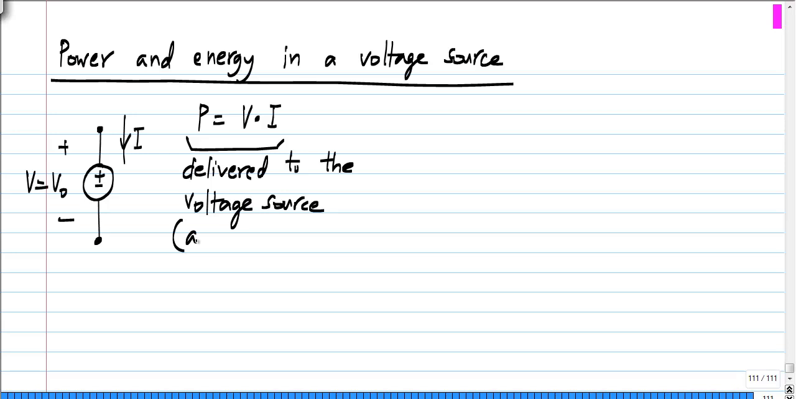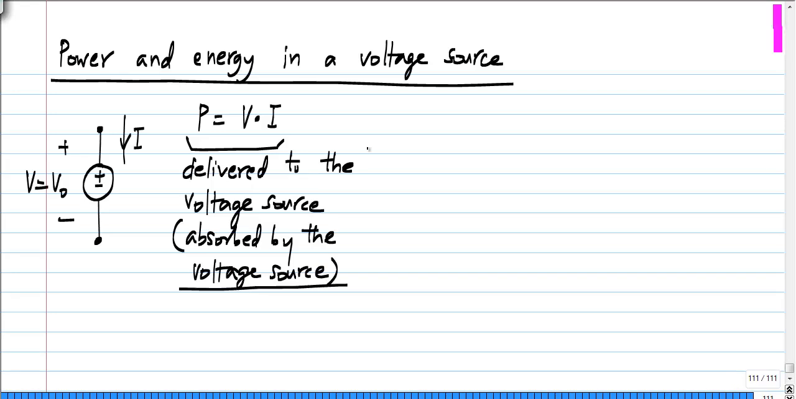Or in other words, absorbed by the voltage source. This is the power absorbed by the voltage source, and the energy absorbed will be just the integral of power, nothing special about it. If you want to find the energy absorbed over a given interval, you integrate the power over that interval.